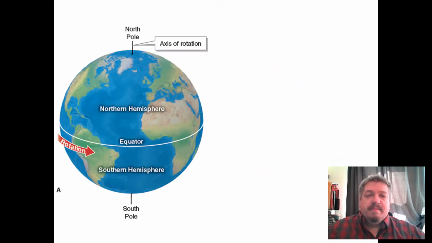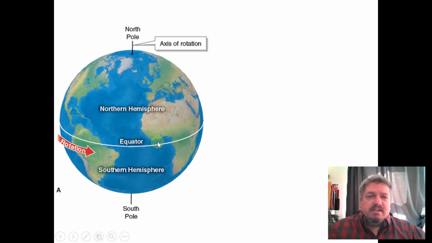So if you see right here, here's the Earth, the North and South Pole, and the equator goes around the middle of the Earth. This is a line of latitude, or a parallel. Every point on the equator is the same distance north or south, 0 degrees. It divides the Earth into two halves, or hemispheres, the northern hemisphere and the southern hemisphere.